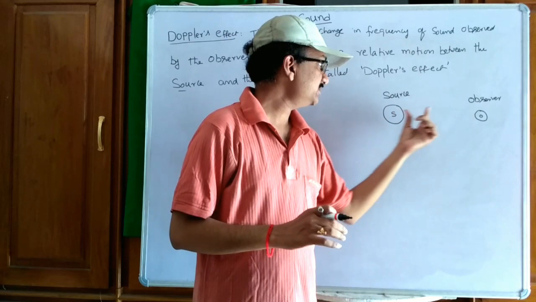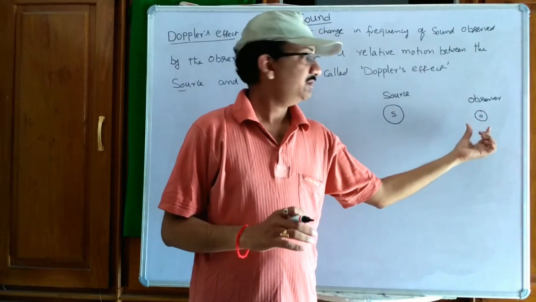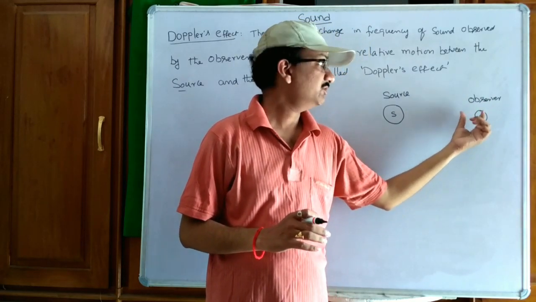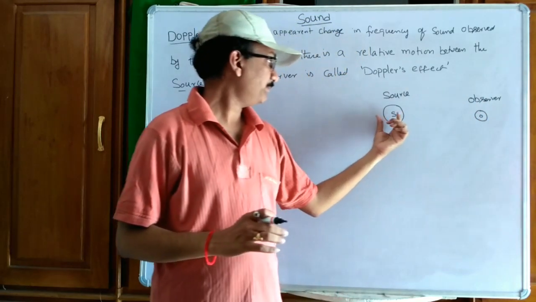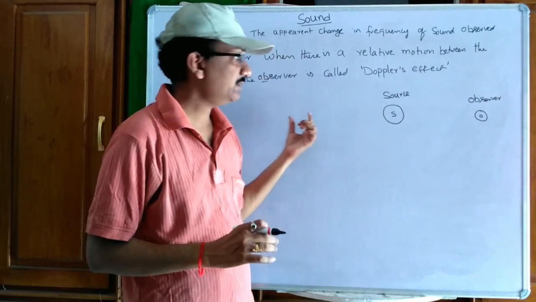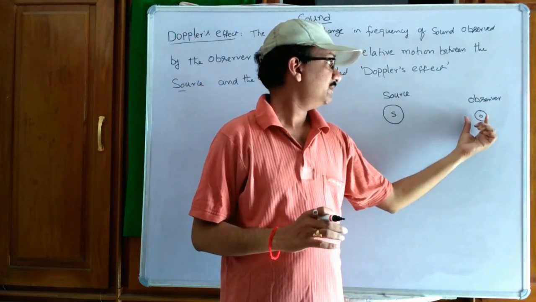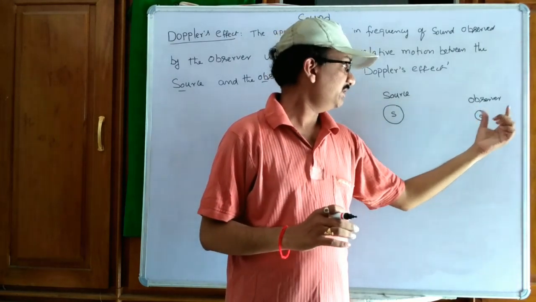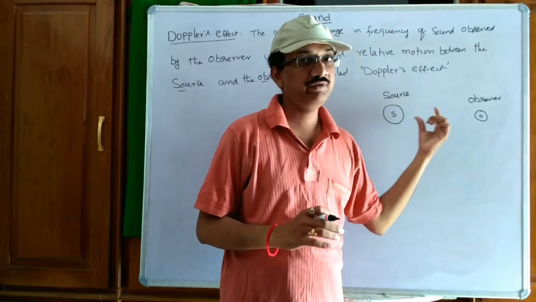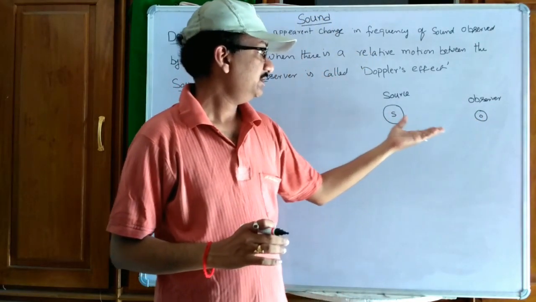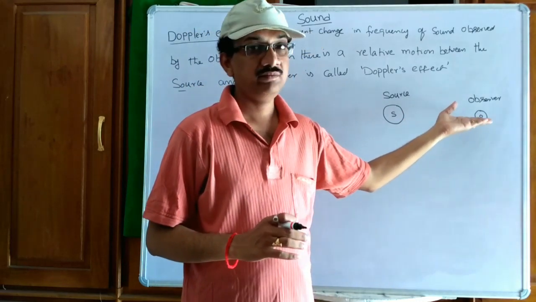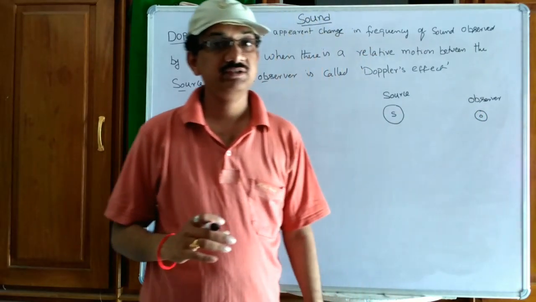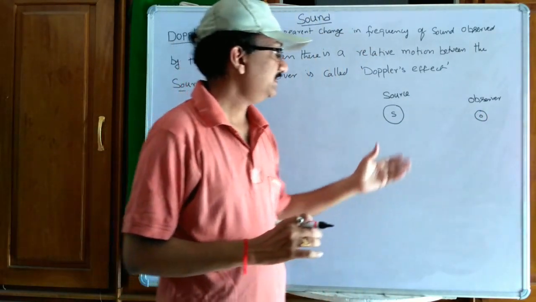Generally, if the source is moving towards the observer, then he receives more waves, that means the sound will be increased. If the source is moving away from the observer, he feels that the sound is decreasing. Similarly, if the observer is moving towards the source, then he hears high sound, and if the observer is moving away from the source, he hears less sound.